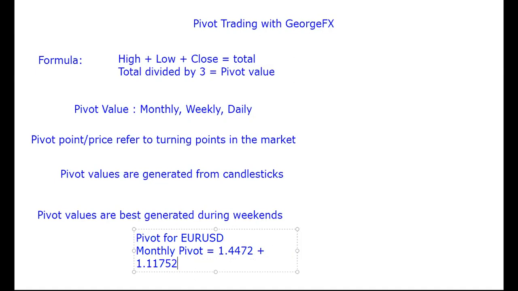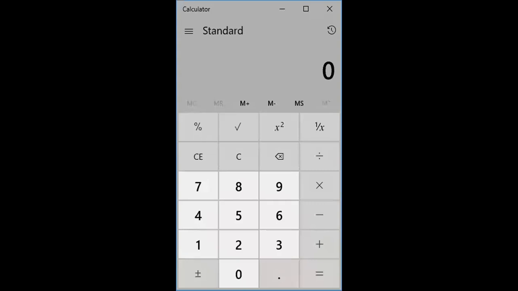1.11752 plus 1.12168. We're going to use our calculator to add up those values. So this is our calculator: 1.4472 plus 1.11752. Sorry, sir, the number of digits for the high is not the same as the low and close. Is it supposed to be so?